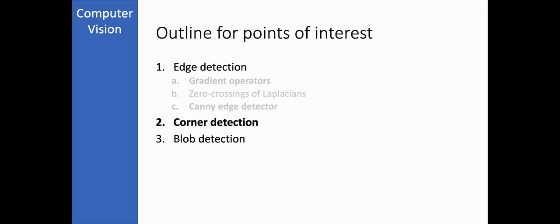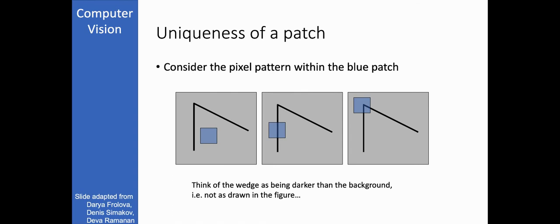The second type of interest point we will study are corners. So we will talk about corner detection. Now, while edges were prominent structures, they're kind of also everywhere, and maybe they're not as distinctive as we thought.